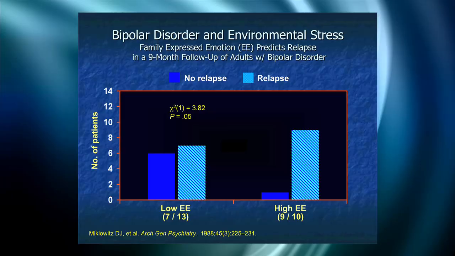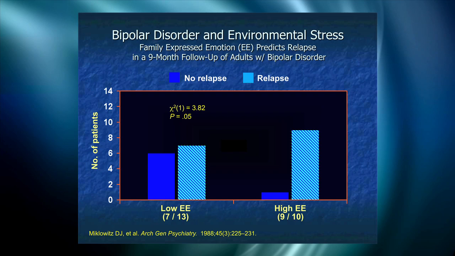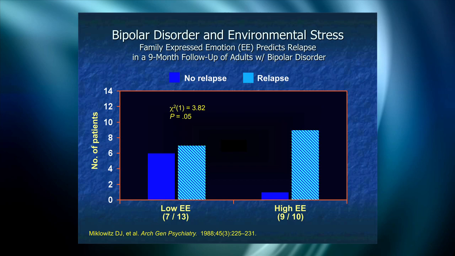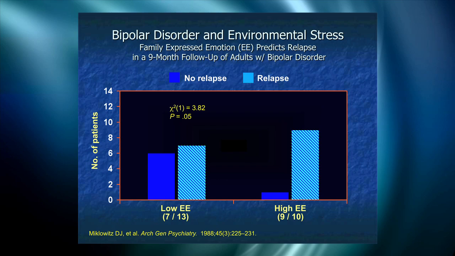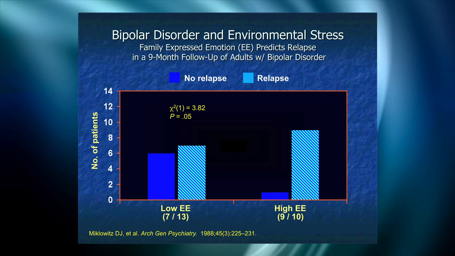So if you come from a low EE family, 9 months later, you had practically a 50-50 chance of having a relapse. If you came from a high EE family, look at the difference between relapse and no relapse. So much more likely when you go back as an adult into a home that's characterized by that kind of negative, intrusive, always there with something bad to say, much more likely to have a recurrence. Okay. Family climate obviously matters.